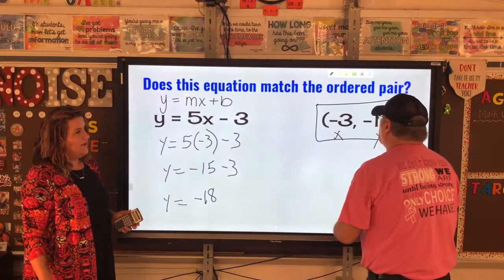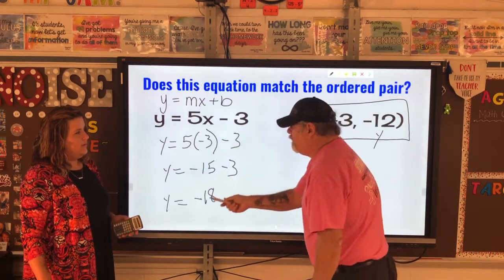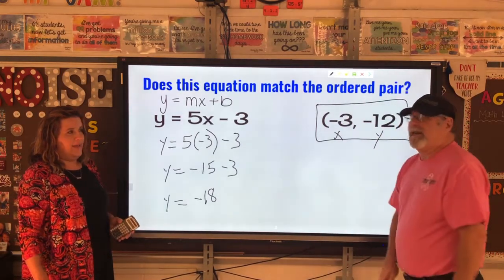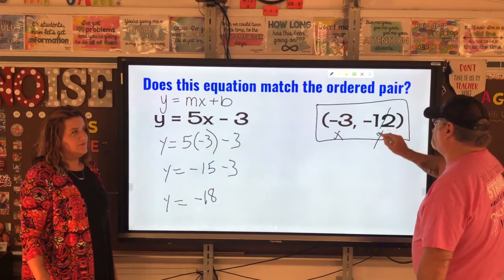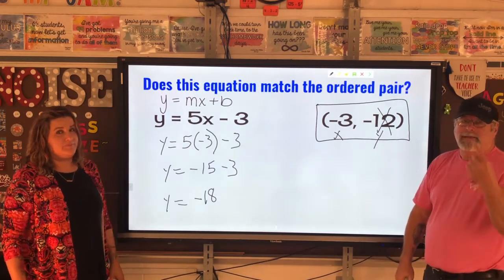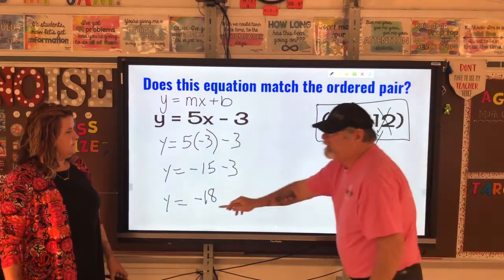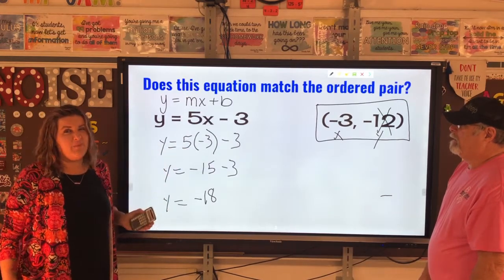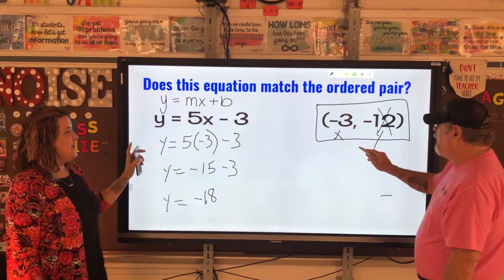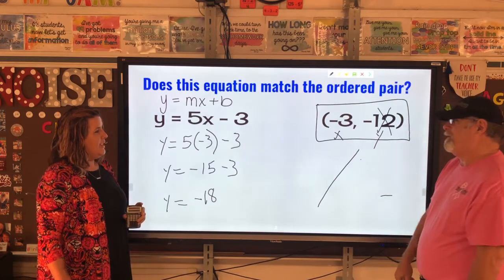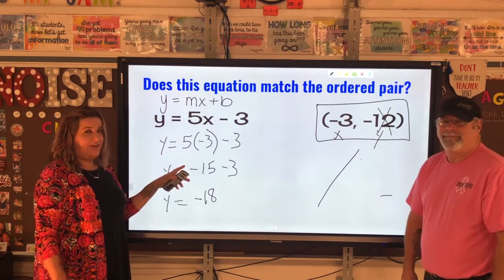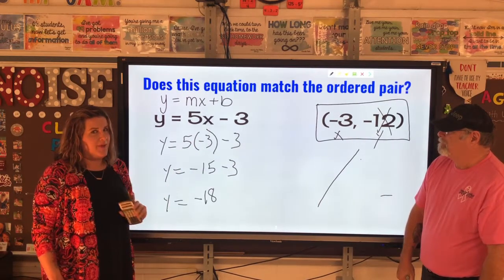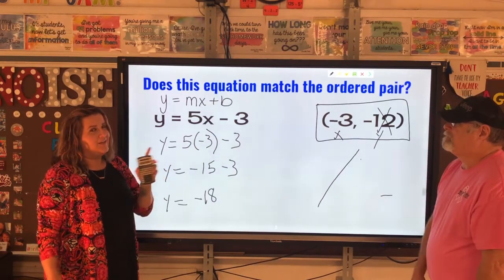So we're going to come back over here, and if my x is -3, then we just proved that my y is going to be -18. So wait a minute, we've got a problem. This can't be one of our points, because that y doesn't equal -18. That's right. So that point is not on this line. That point exists somewhere, but not on the line. Because on this line, when x is -3, y is -18. So those two things do not match, which means not on the line.